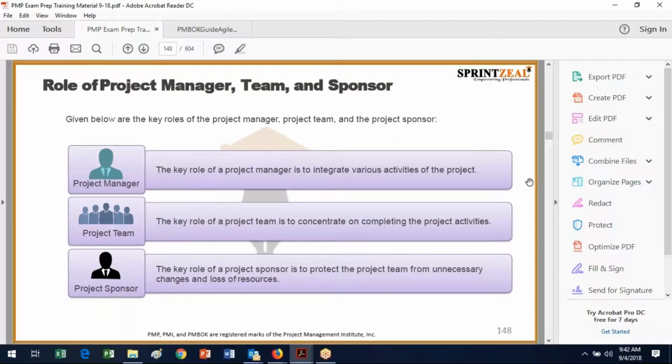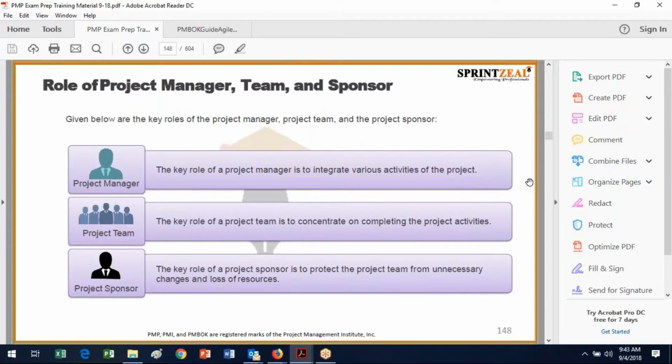The project manager integrates the various activities of the project, hence the knowledge area name Project Integration Management. And the key role of the project team is to complete the project activities. And the project sponsor is the person who the project is being performed for. So that could be someone internal if you're doing some kind of, say, internal process improvement, or it could be some kind of external if you bid on a contract and won that contract. But you've always got to be aware that all of these people are obviously stakeholders, but the stakeholder group is not limited to these stakeholders.